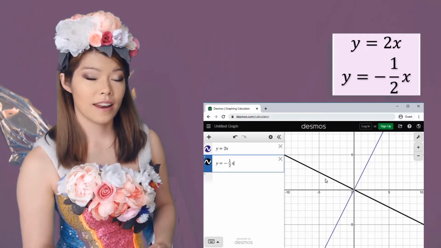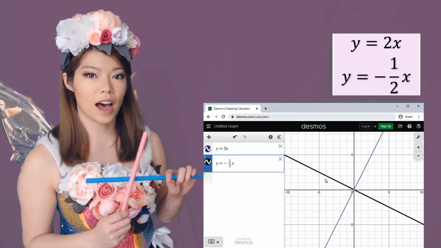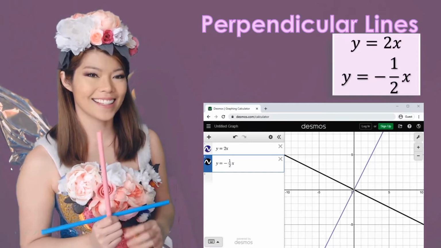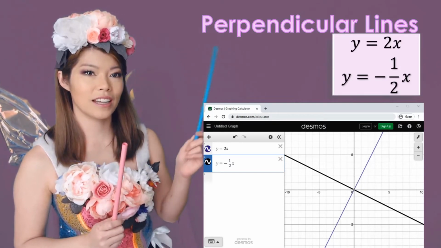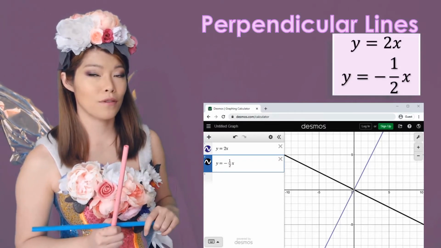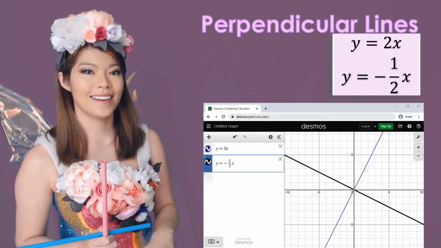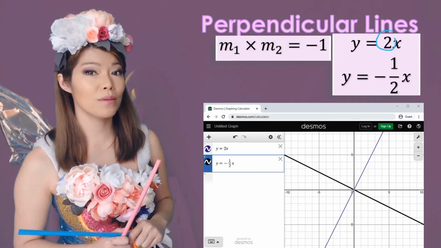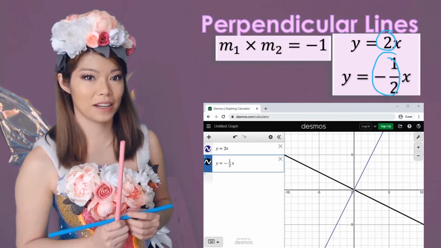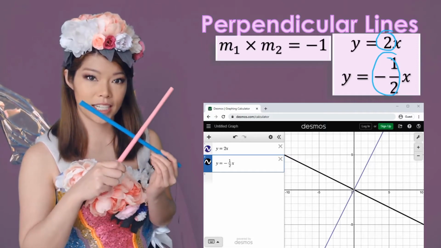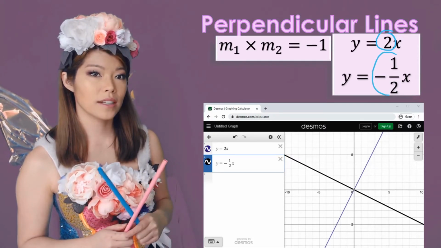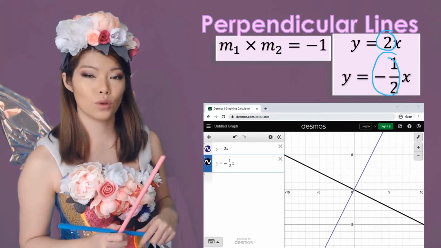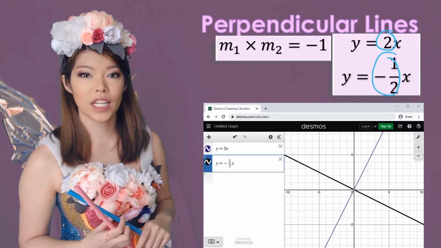They're actually 90 degrees to each other. They are perpendicular lines. Or in other words, the gradients are not the same. They're actually 2 and negative a half. If you multiply them, you would get negative 1. So whenever you multiply the gradients together and you get negative 1, they will look like 90 degrees to each other, or perpendicular. So m1, or the 2, times m2, or the negative half, equals negative 1.